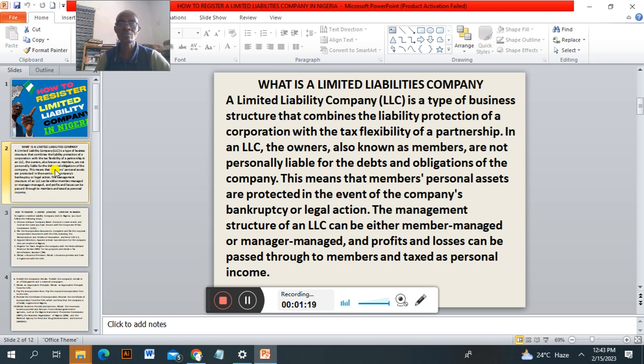The management structure of a limited liability company can either be member managed or manager managed, and profit and losses can be passed through to members and taxed as personal income.